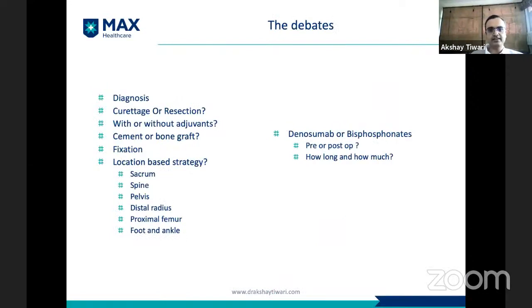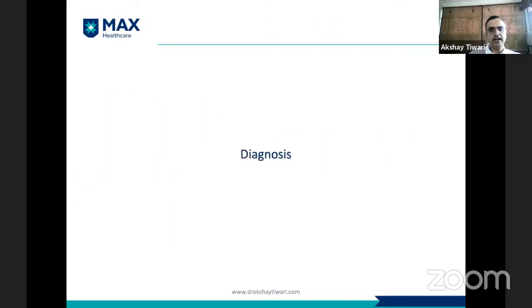So let us look at the debates that one gets confronted with when looking at giant cell tumor of bone, starting right from the diagnosis: whether to curette or resect, whether with or without adjuvants, whether to cement or to fill it with bone graft, whether to fix or not, whether to have a location-based strategy when trying to treat or manage a case with a giant cell tumor. And last but definitely not the least is whether pharmacological treatment has made advances in the last two decades. We'll just try and see what we have learned in the last two decades as far as these points are concerned.